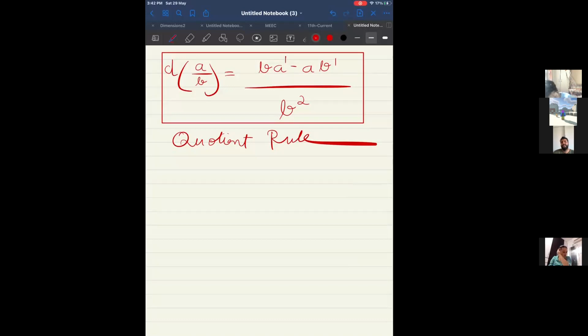Now on your screen, you can see the quotient rule. Let me read it out for you. Please look at the screen. A is the numerator, B is the denominator.